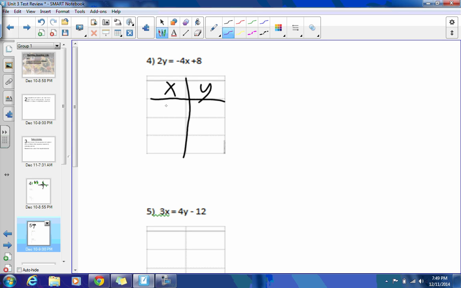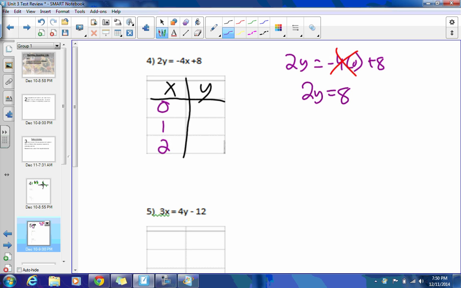Now remember, you have to pick 3 points if you're doing this method. -1, 0, 1, 2. How about? And those are the x values, so you're going to plug those in each individually for the x. If you plug 0 in for the x, you have 2y equals -4 times 0 plus 8. And again, anything times 0 cancels out. So we just have 2y equals 8. Divide both sides by 2, you get y equals 4. Okay, that goes right there.